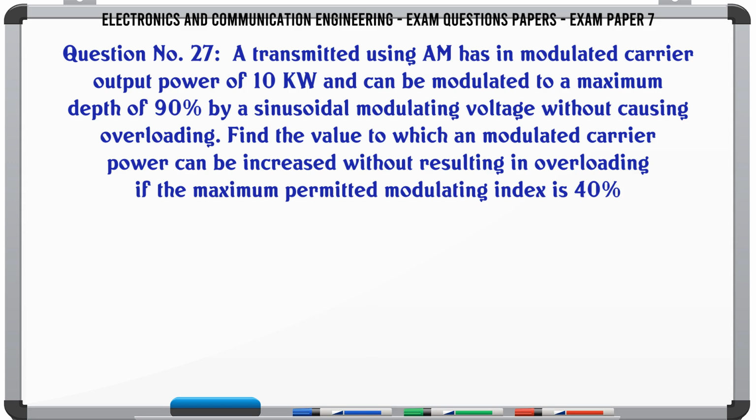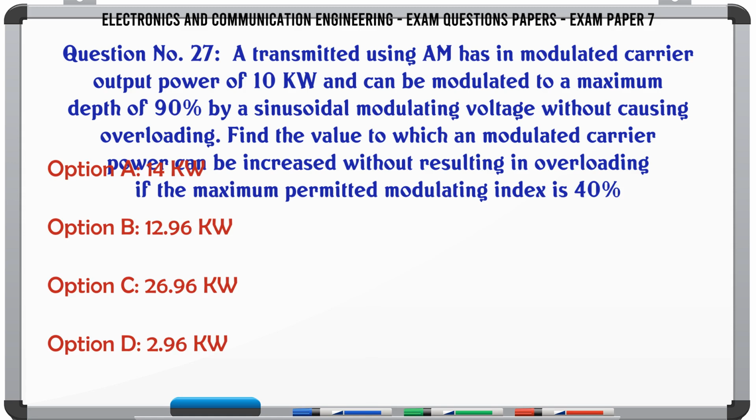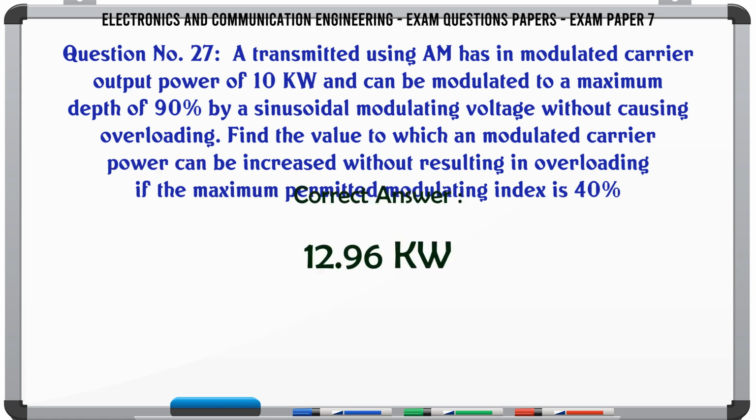A transmitter using AM has an unmodulated carrier output power of 10 kW and can be modulated to a maximum depth of 90% by a sinusoidal modulating voltage without causing overloading. Find the value to which the unmodulated carrier power can be increased without resulting in overloading if the maximum permitted modulating index is 40%. A, 14 kW; B, 12.96 kW; C, 26.96 kW; D, 2.96 kW. The correct answer is 12.96 kW.